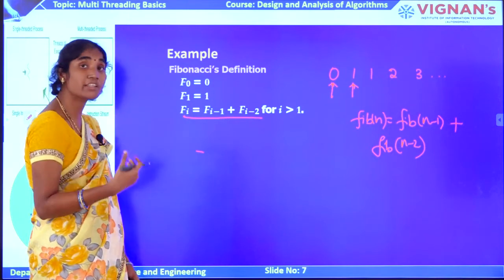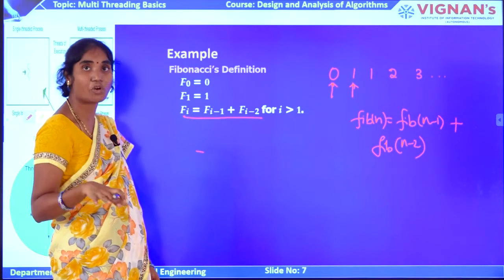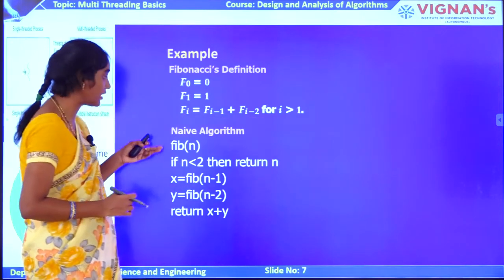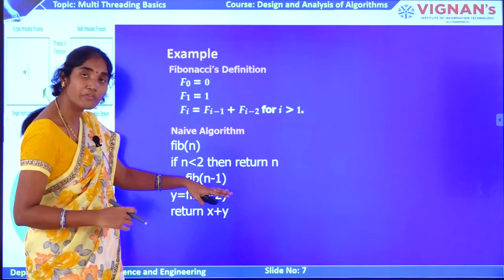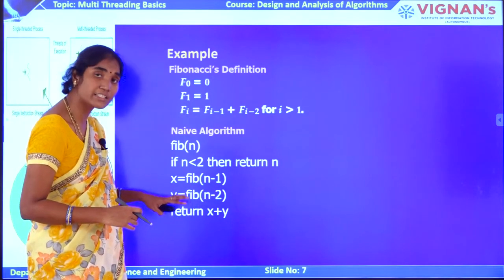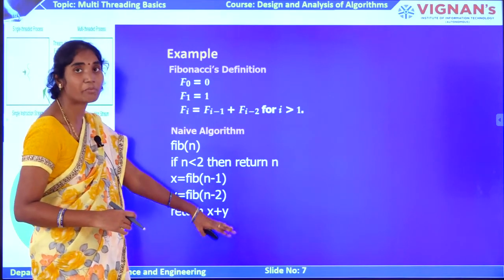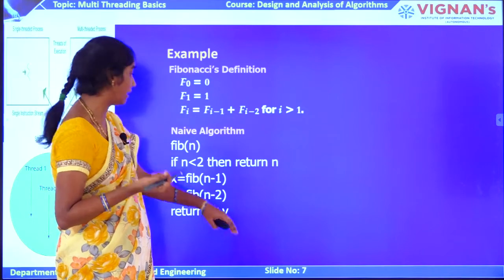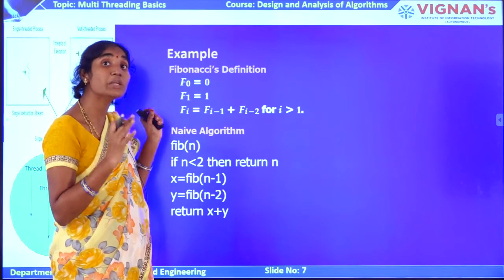Now, in order to generate this Fibonacci sequence, there is a naive algorithm which you have been learning since the first year from your C programming. This is the naive algorithm. If n is less than 2, then simply return n. Now x is equal to fib of n minus 1, the n minus 1th term, and the n minus 2th term I am taking as y. Now I am returning simply x plus y, which is fib of n minus 1 plus fib of n minus 2, and that will be the current Fibonacci sequence number. So this is your naive algorithm, which works on a uniprocessor system.